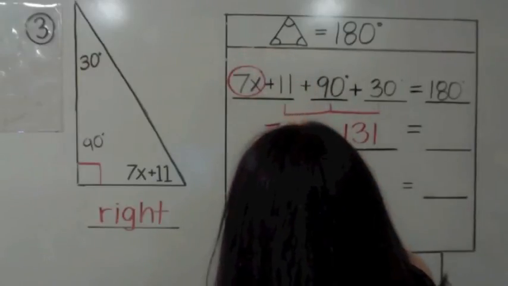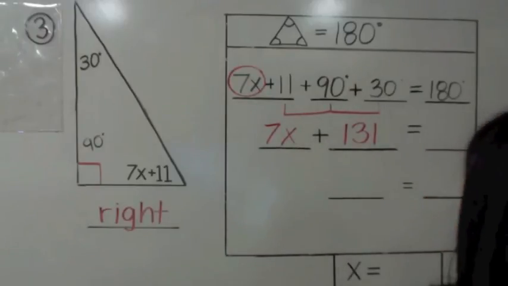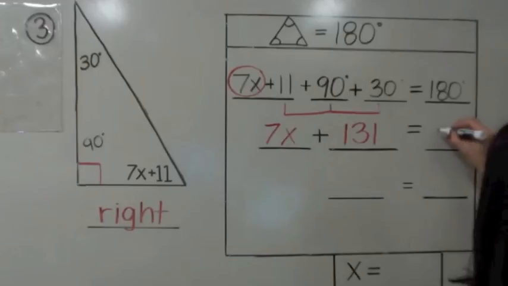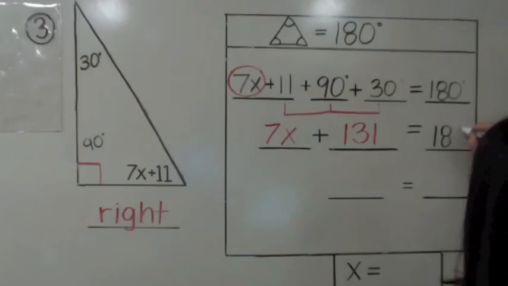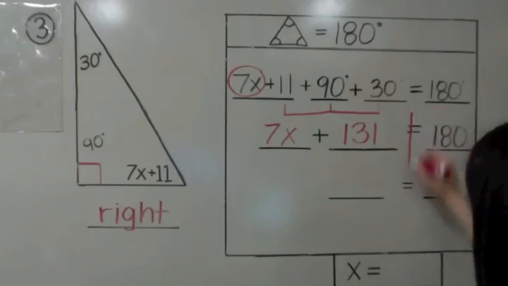You're going to bring that down. 7x plus 131 equals how many degrees? 180. Great. Cool. So, how do you solve for x? How do you solve for x? Let's go ahead and make a t.